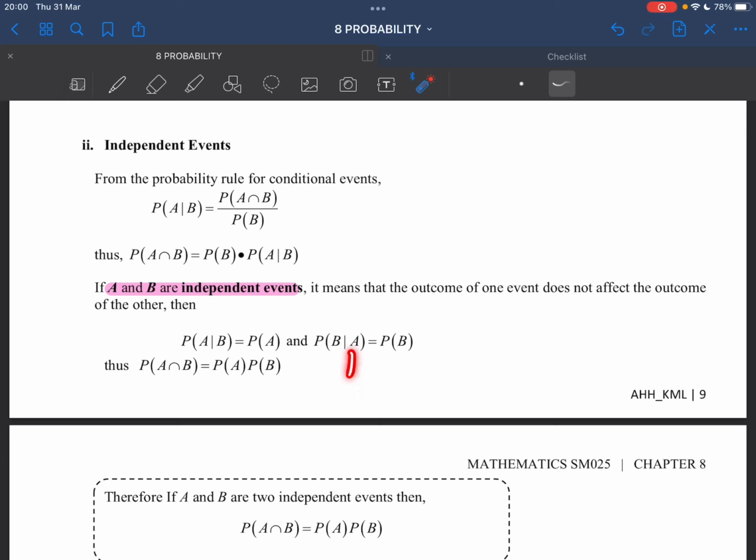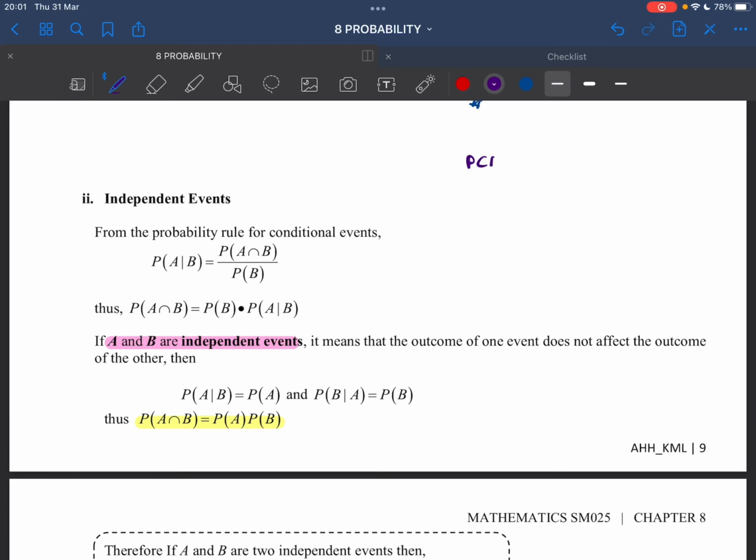This thing here, the one at the back, has already happened. That means the outcome of this does not affect the outcome of this one. That's why we consider P(A|B) equals P(A) if events A and B are independent. So from this formula, since the outcome of this does not affect the outcome of this, we change it to P(A) only. That's why we have the formula for independent events: P(A∩B) equals P(A) multiplied by P(B). Let's write that one more time.